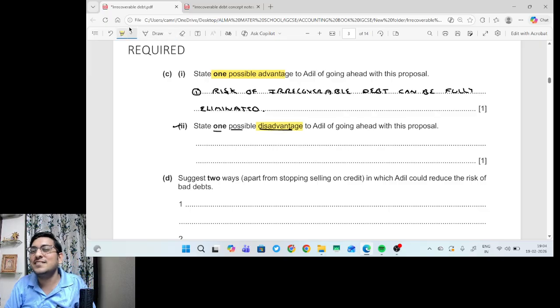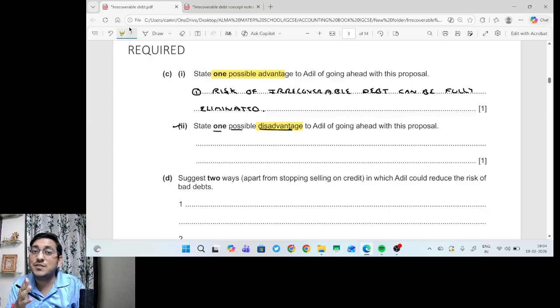Now, state one possible disadvantage if Adil is going ahead with the proposal. So what will be the disadvantage? You may please pause the video and think. Now, come back. State one possible disadvantage to Adil of going ahead with the proposal. What can be the disadvantage, if I stop selling on credit?